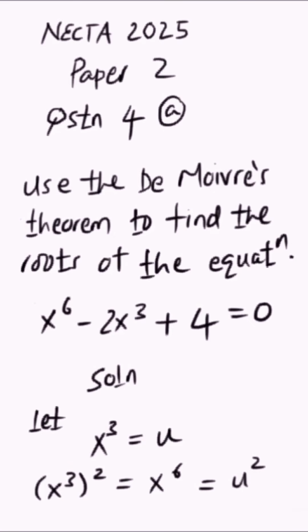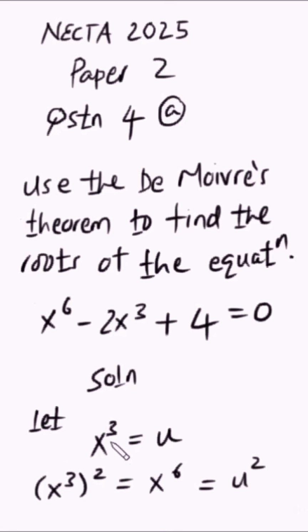Hili ni swali la NECTA ya mwaka 2025, paper 2, swali 4A. Swali ni complex numbers. Swali linasema use de Moivre's theorem to find the roots of the equation x power 6 minus 2x power 3 plus 4 is equal to 0.